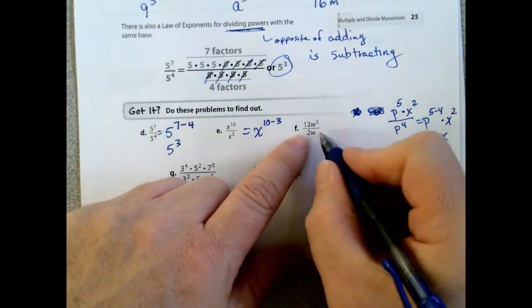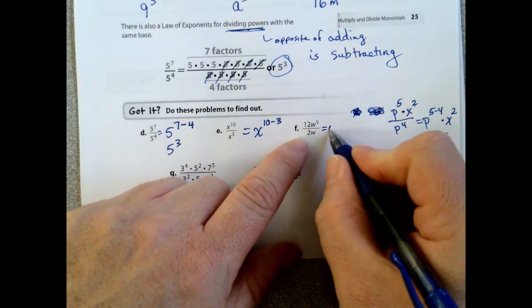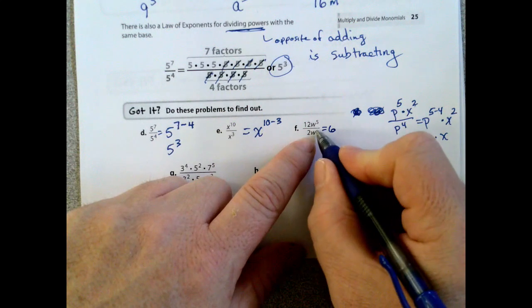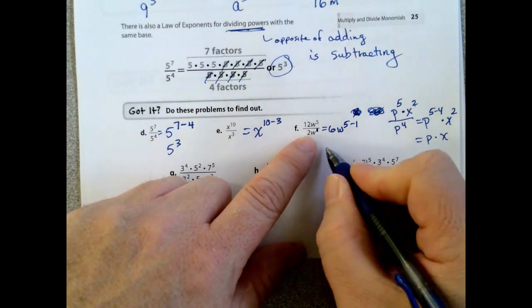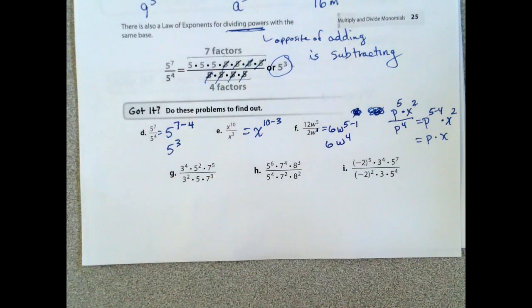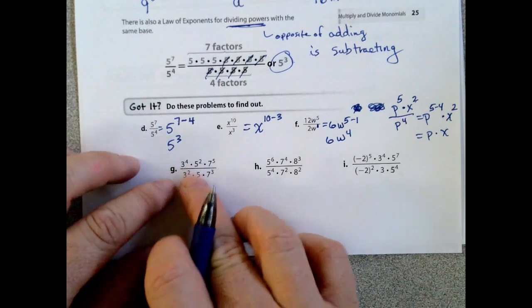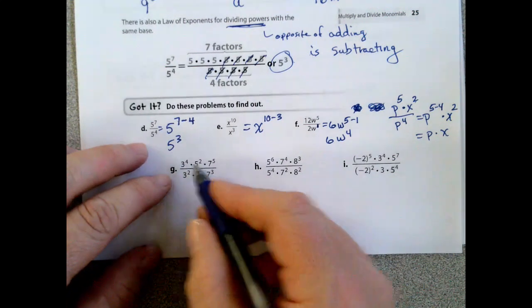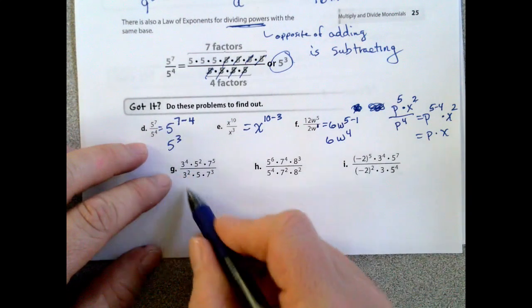Okay, so you can keep going. Now, these numbers in front, 12 divided by 2 is 6. This, you got to put a little 1 there because that's W 5 minus 1. 6W to the 4th. Okay, and we could go on and on for all day here. And once you get good at this, you don't have to actually write this step. You can do this stuff in your head.